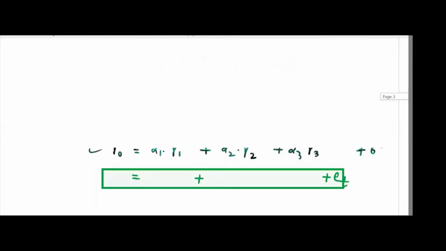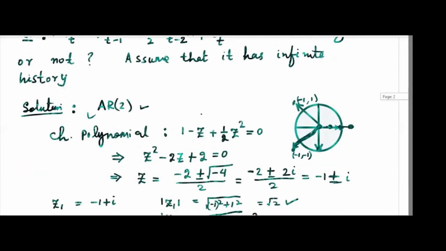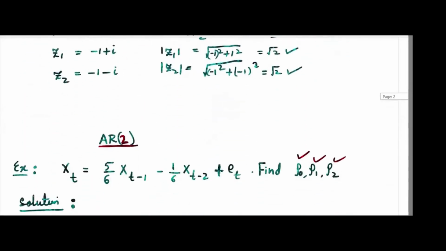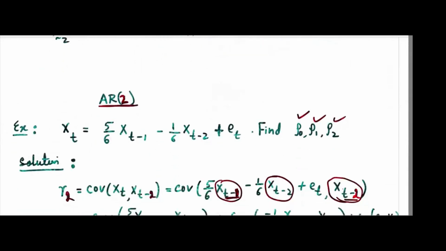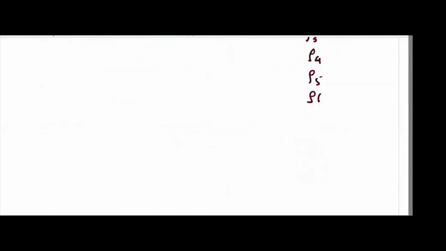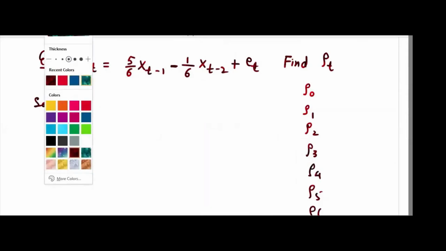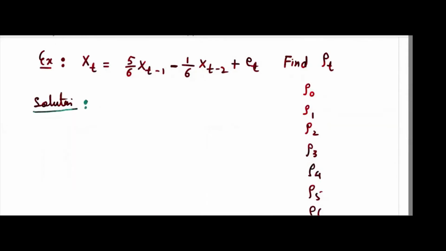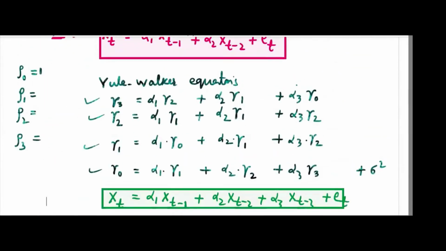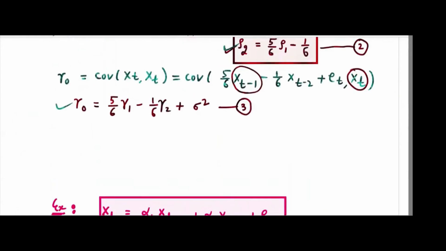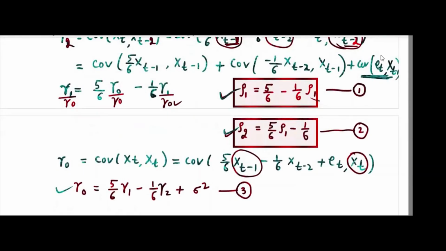See here, this is the question. In this question we found 0, 1, 2. That's all, the same question. Now we want to find all the rest also. How can you find? For that, we'll start with these two equations. Let me write this one and this one, these two. Rho 1, rho 2 we have already.